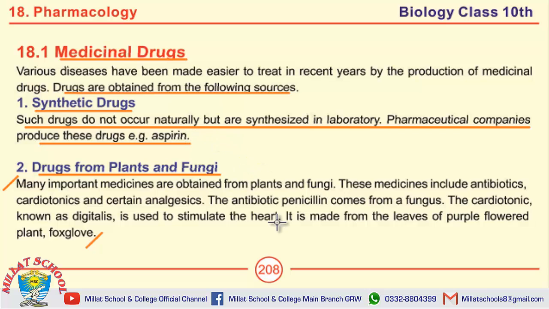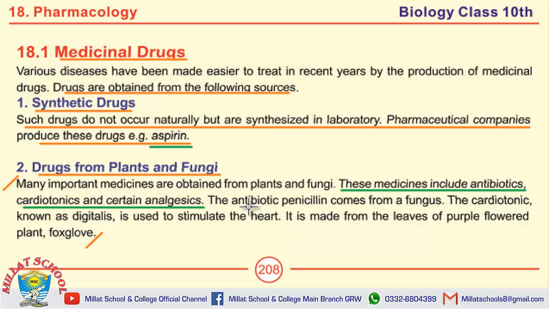Likewise, is the source of drugs from plants and fungi. If we discuss some of the MCQs on this page, then the first MCQ would be aspirin is a synthetic drug. The drugs which are obtained from plants and fungi include the medicines, antibiotics. Drugs from plants and fungi include medicines like antibiotics, cardiotonics, and certain analgesics.